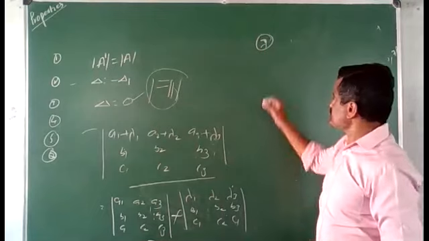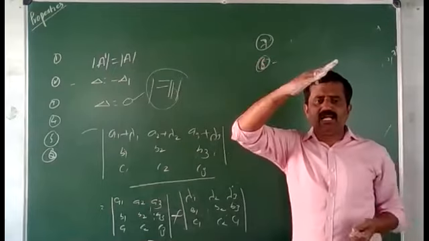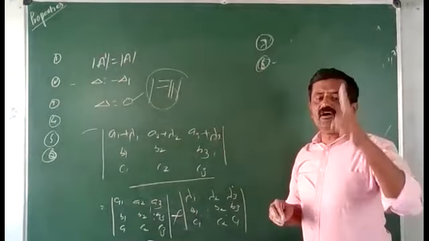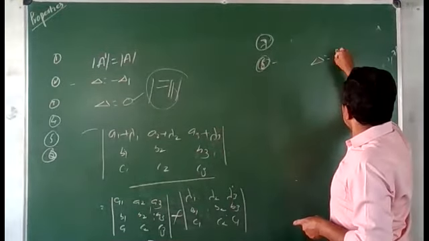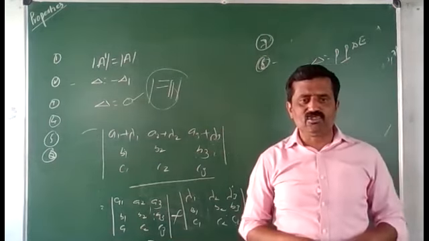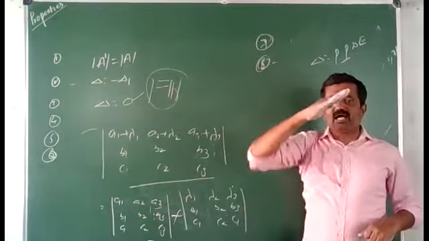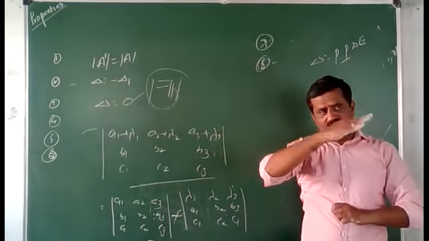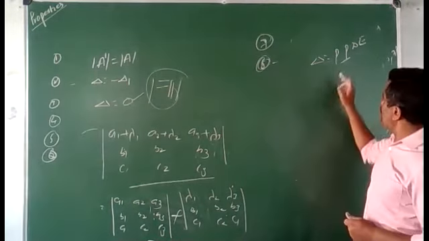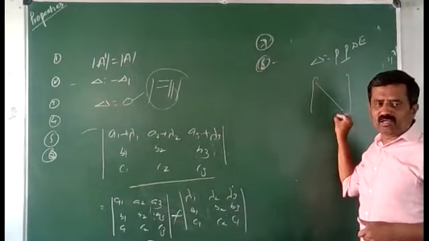Okay, next property we have: if one side of the principal diagonal elements, upper side or lower side, has all elements 0, then the value of the determinant is equal to the product of the principal diagonal elements. You should remember this.